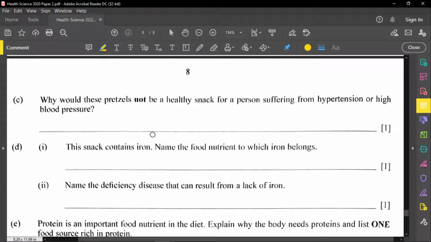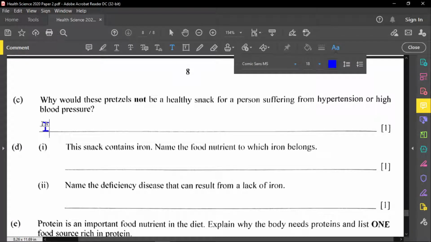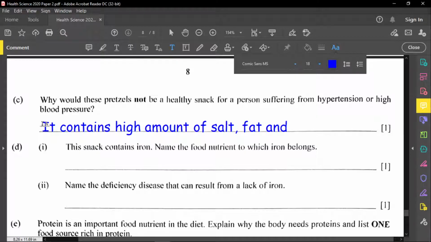All right, so let's put the answer in, because it contains a high amount of salt. Salt is a major one, a high amount of salt. We can also put fat and cholesterol as well, but salt is the main one right here. Okay, fat and cholesterol. All right.